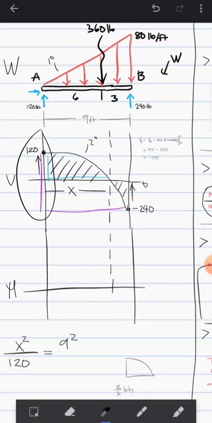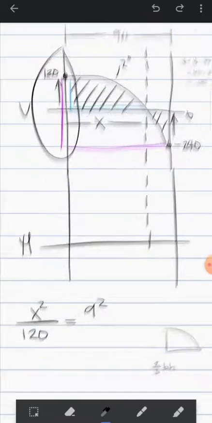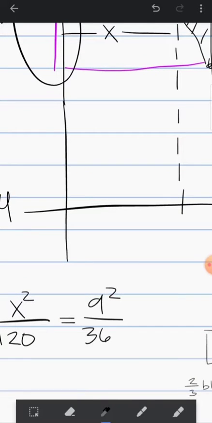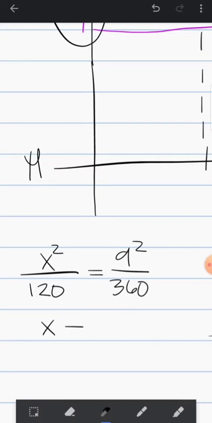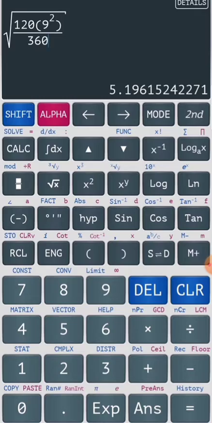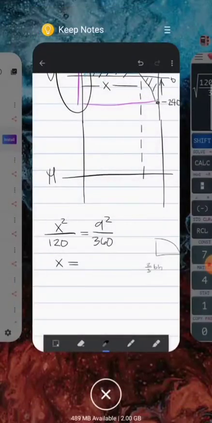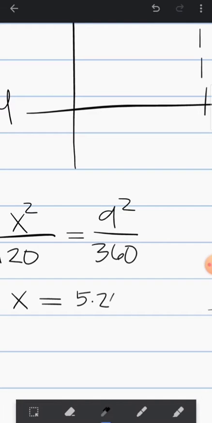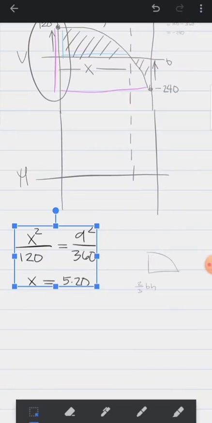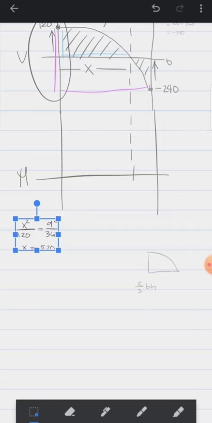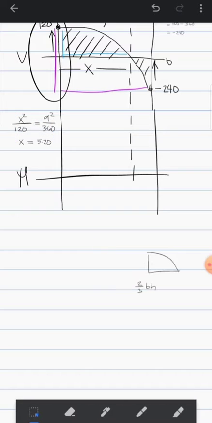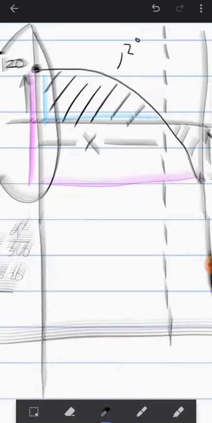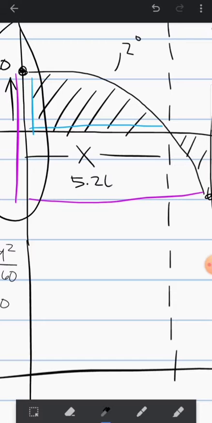The whole side is 240 below and 120 above, that's 360. Therefore, x is equal to 5.20. So our x is 5.20, and that is also our base. We place it here: x is 5.20.